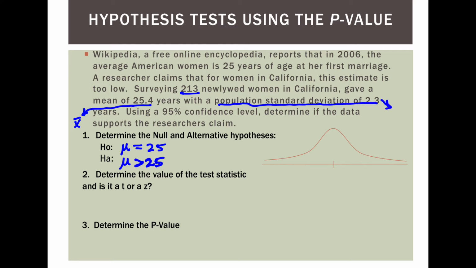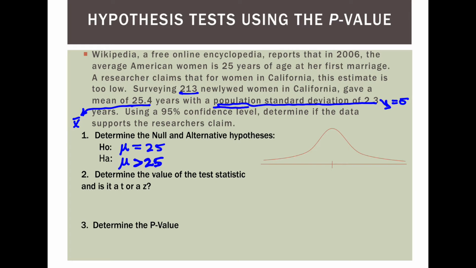Now, this tells me that since it's a population, this is the key word here, this is a sigma, and therefore, we're going to be using the z-curve. So this curve that we're looking at that we can use is z because we were given the population standard deviation.